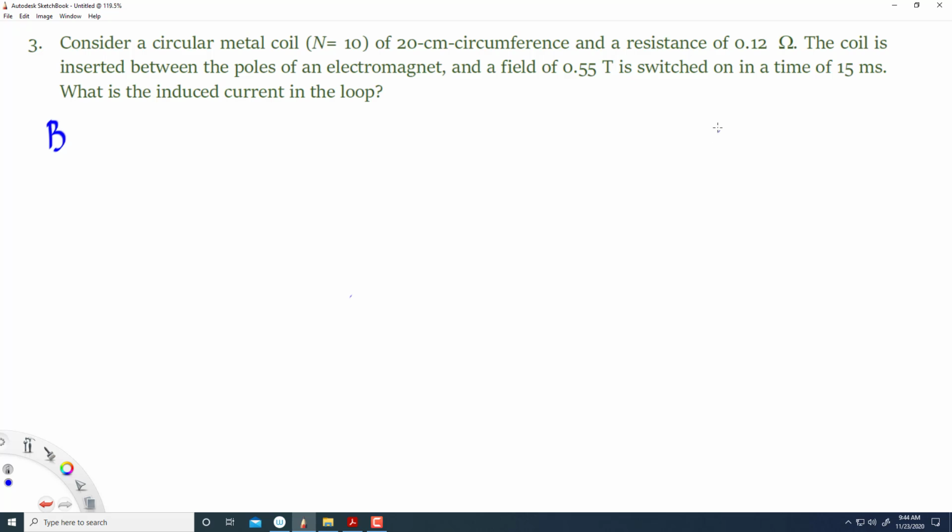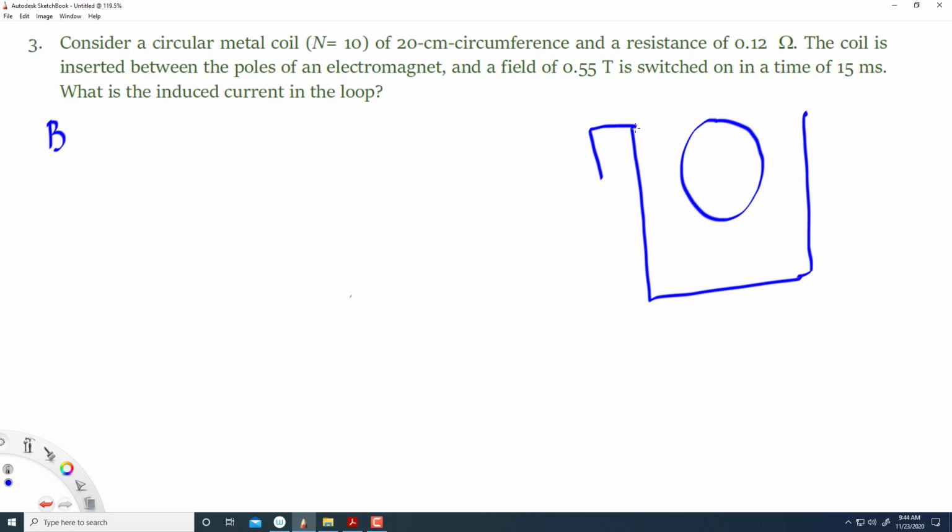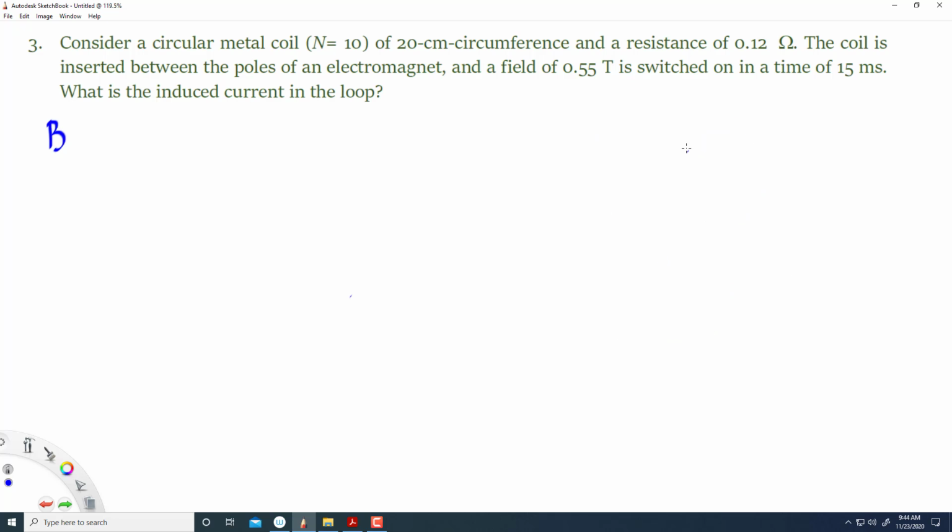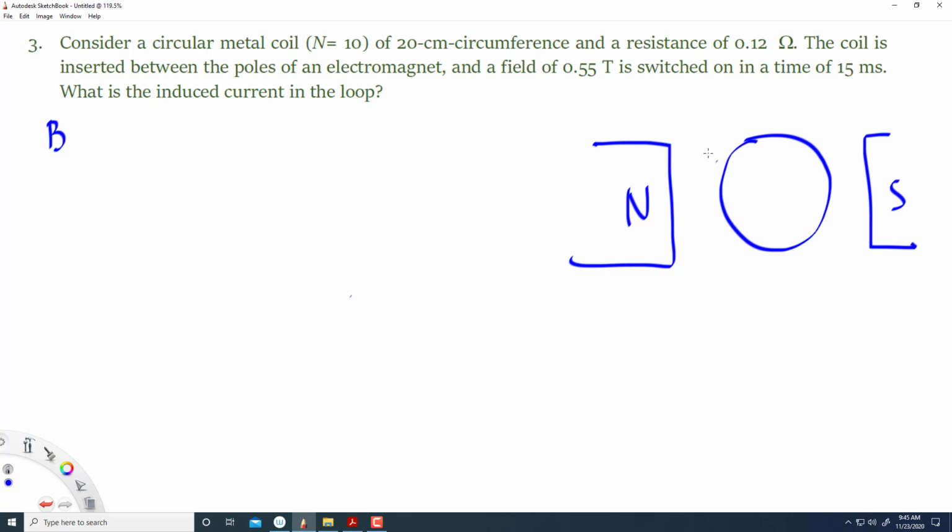So we have a circular coil, and the circular coil is between the poles of an electromagnet. So it's between the poles of the magnets. We have a north pole and a south pole, two poles of a magnet, and there is this loop, and the magnetic field is going through that loop.